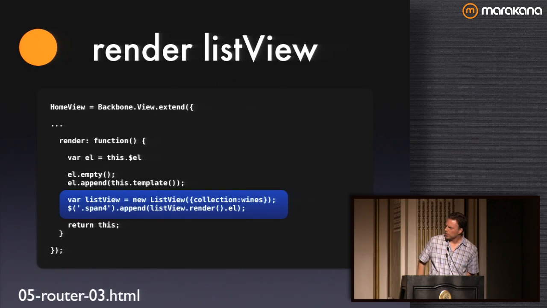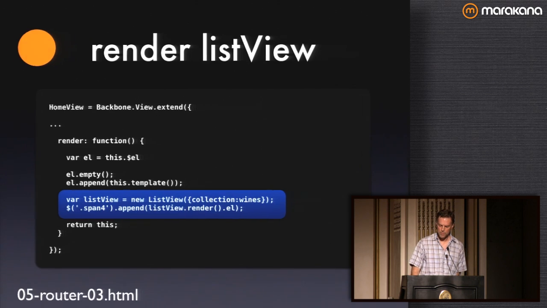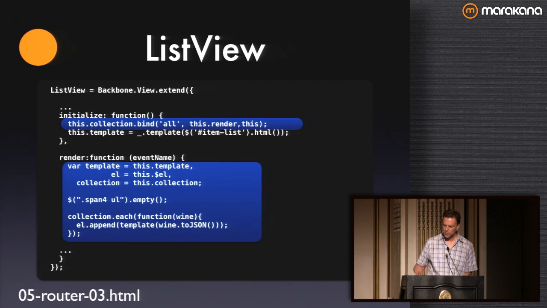Here I'm doing a render, so I'm taking my list view and I'm passing in my collection of wines into the list view, and then I'm rendering and appending it to this span 4. The reason why I pass in that collection, and this is again something that you have to sort of remember and wrap your head around, is that I'm passing in that collection so that I can then bind to listen to any event changes. I can listen to a change event, but in this case I'm listening to all events, and if I hear any events coming from my collection that it's changed, then I want to render this list view again. And as you can see below, I'm simply clearing out that unordered list and then looping over my collection and populating it using a template.